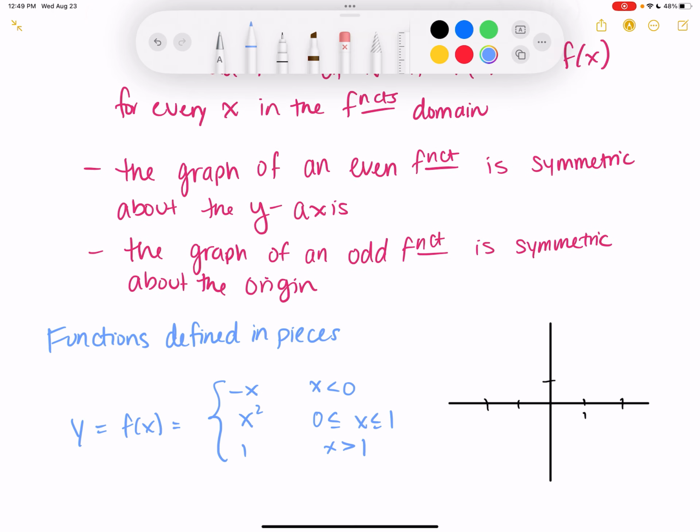So what this means is that when x is less than 0, so that means anything over here, our function is negative x. That means it has a slope of negative 1, y-intercept of 0. So I'm just going to look. Something like that. Then it's x squared for 0 less than or equal to x less than or equal to 1. So that basically means I have a little piece of a parabola. And then it's 1 for x greater than 1. So at that point, then it just becomes a straight line.